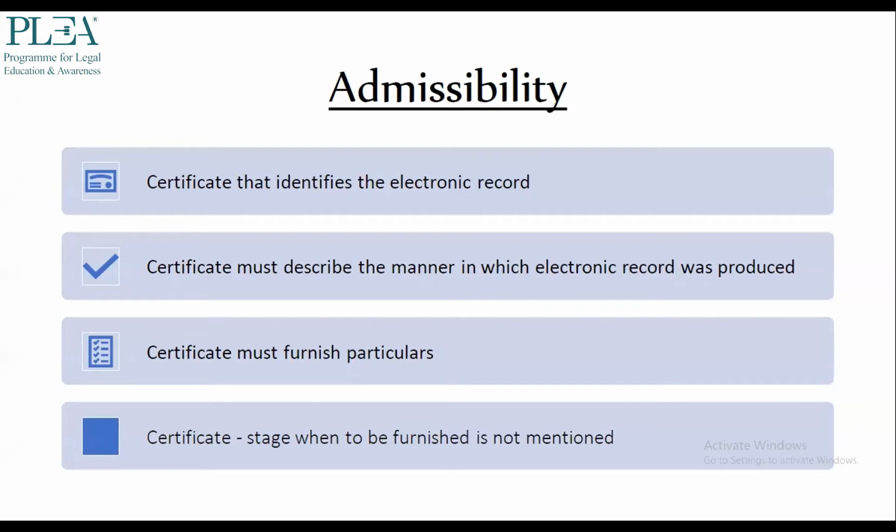Secondly, the certificate must describe the manner in which it was produced. Say it's a pen drive, a hard disk, or a phone. So from where did you get it? That's very important, because if need be, tomorrow going ahead in the trial, if it is under question, you can actually backtrack it and you can retrieve information.